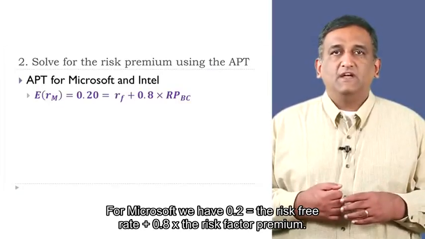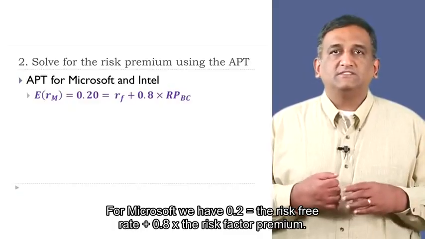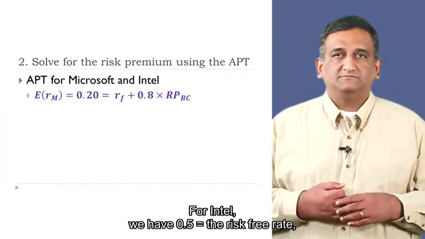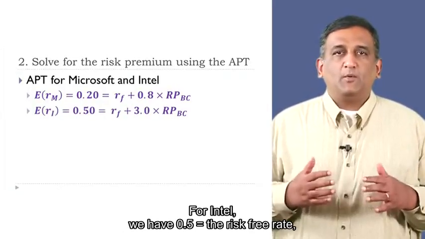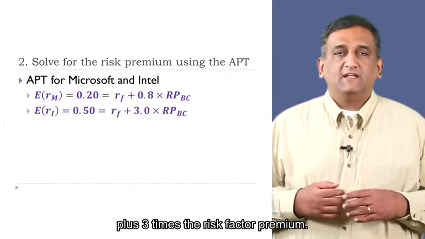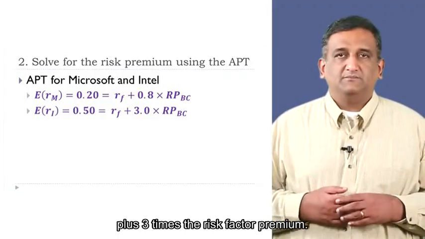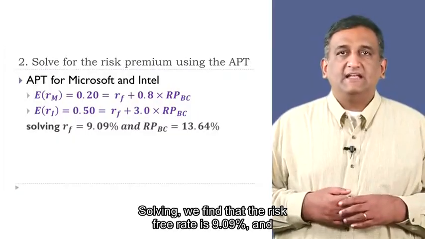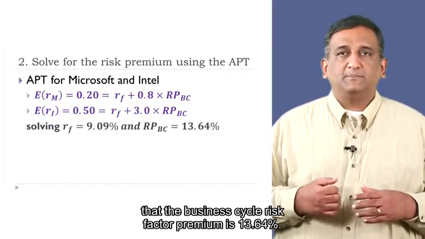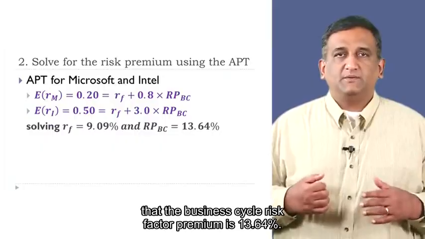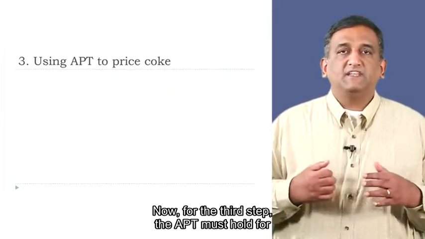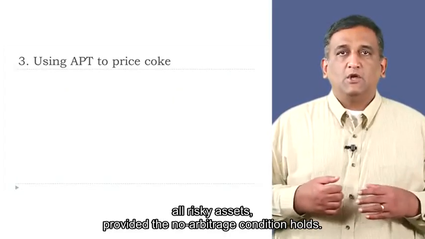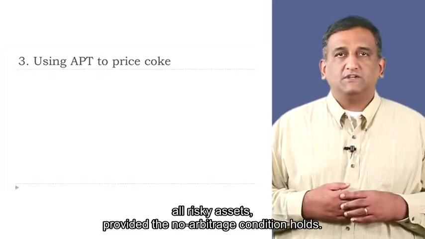For Microsoft, we have 0.2 equals the risk-free rate plus 0.8 times the risk factor premium. For Intel, we have 0.5 equals the risk-free rate plus 3 times the risk factor premium. Solving, we find that the risk-free rate is 9.09% and that the business cycle risk factor premium is 13.64%. Now for the third step. The APT must hold for all risky assets provided the no arbitrage condition holds.